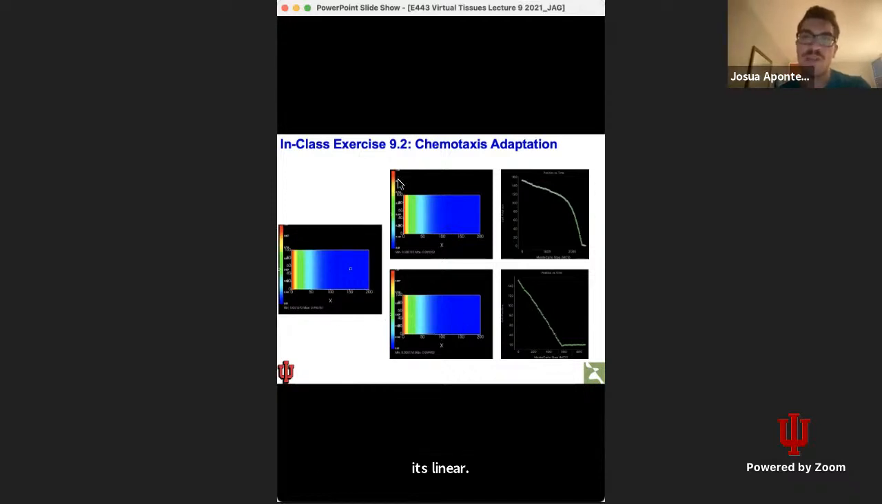I think I have a version of this code. If you play with the value of the lambda chemotaxis, you'll see that lambda chemotaxis controls how far into the gradient the cell moves before saturating and before it stops moving.